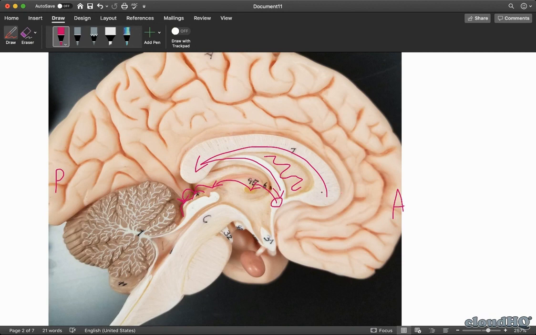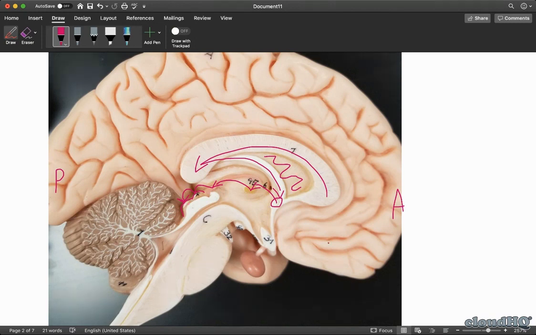So let's go over that one more time. We had the corpus callosum. It drops into the fornix. That drops into the hypothalamus. Moving posteriorly, we have the thalamus. A little bit more posterior into the pineal gland, then into the superior colliculi and the inferior colliculi.